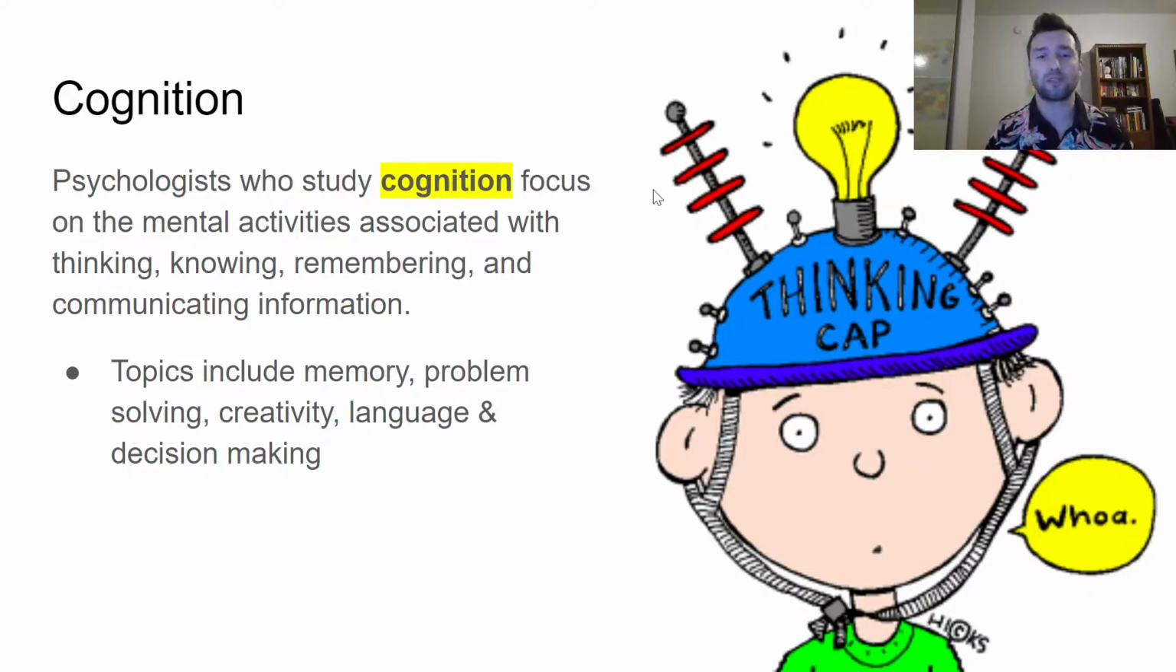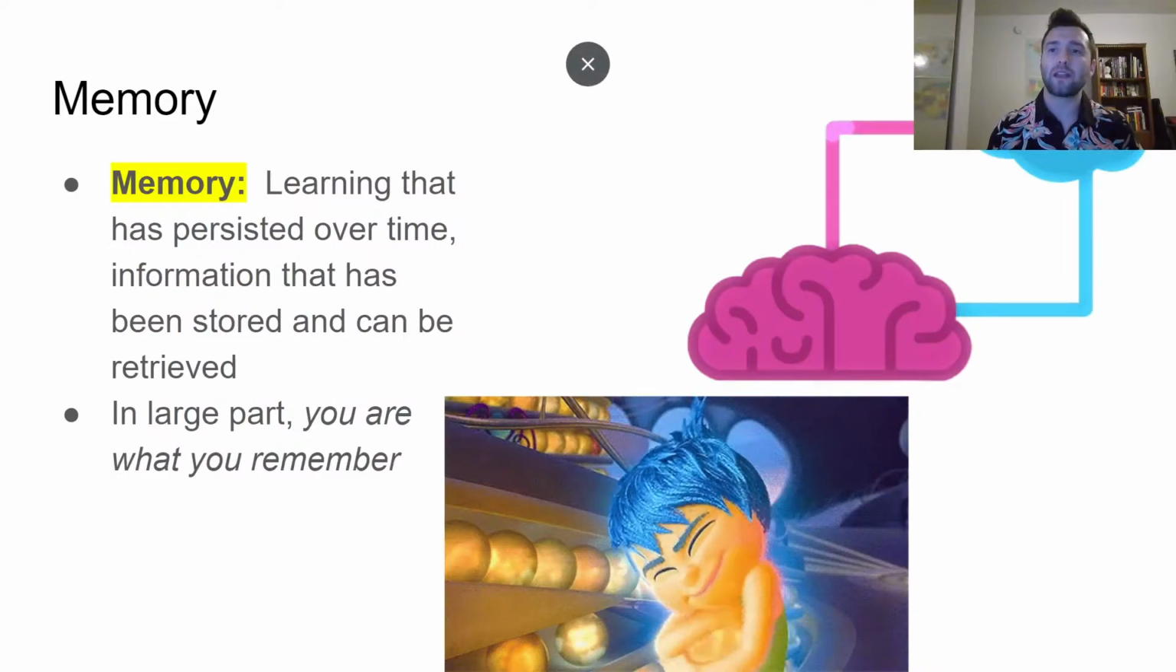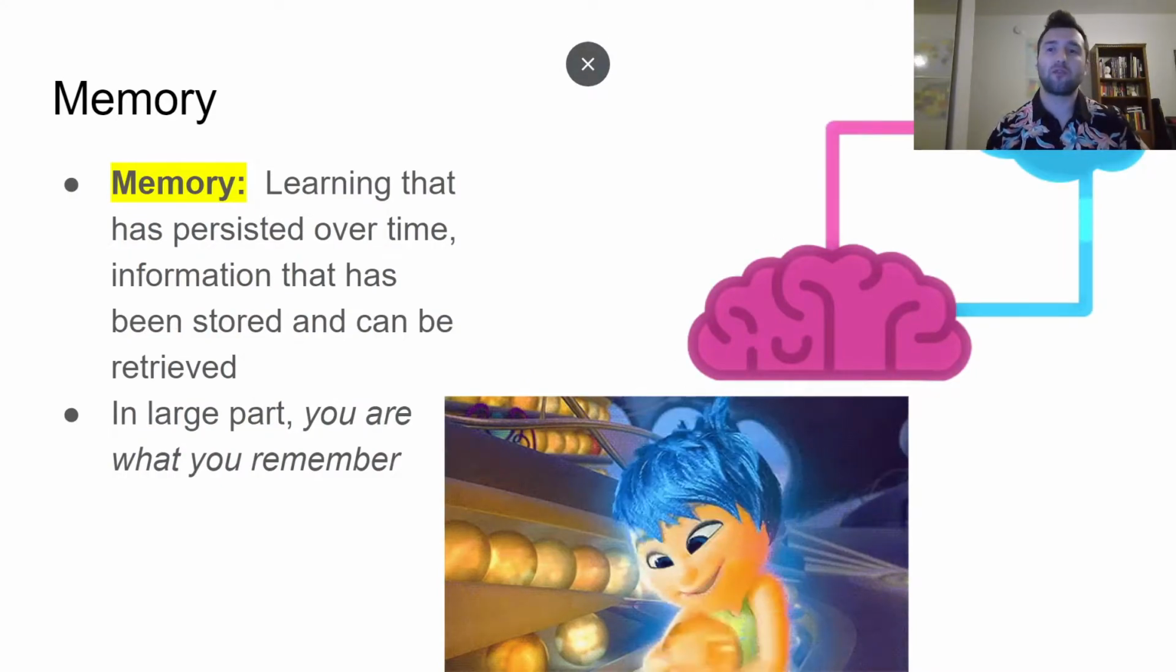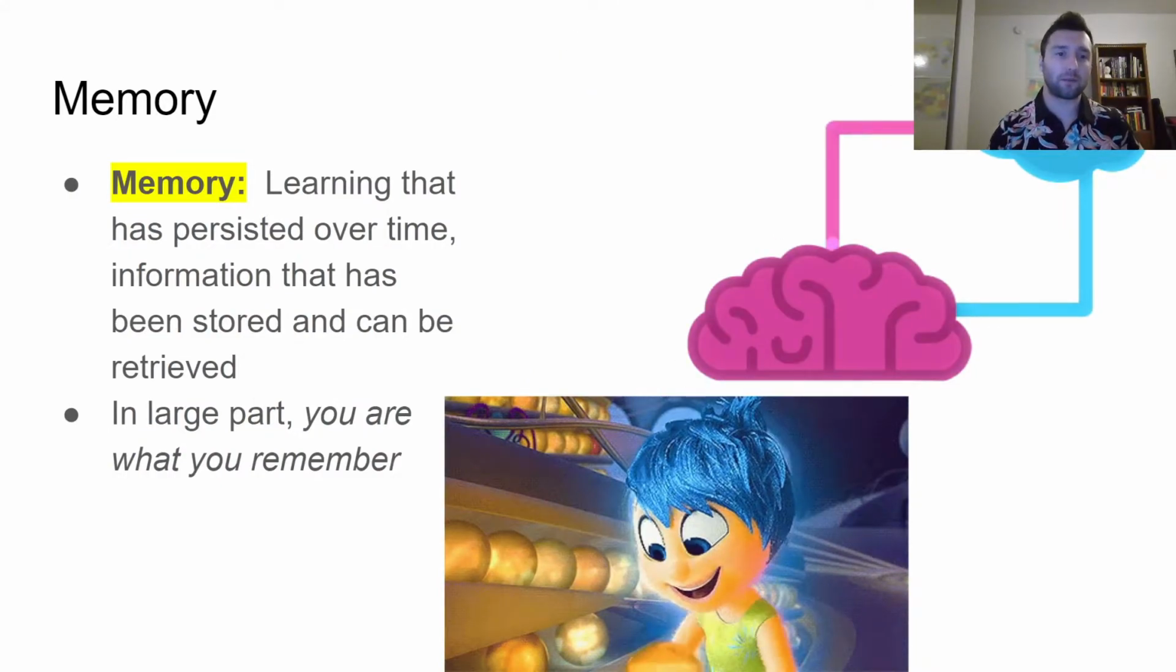Now, you're going to notice in here that, again, we're not really going to be talking about what is happening biologically, even though there's a biological basis for all of this stuff. We're really going to be focusing on the actual information itself. Okay, so how do we remember? How do we store information? What is IQ, for example? All those things are going to be part of cognition. Now, like I mentioned, we're going to be focusing first on memory.